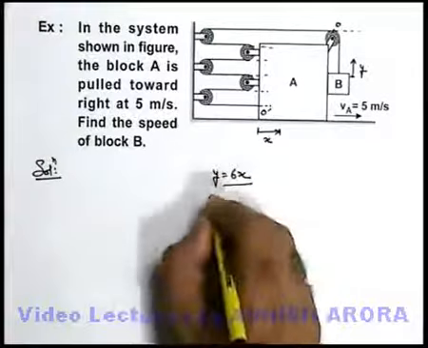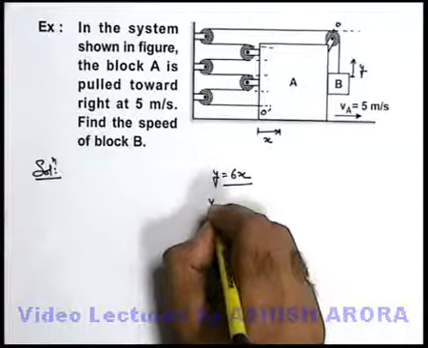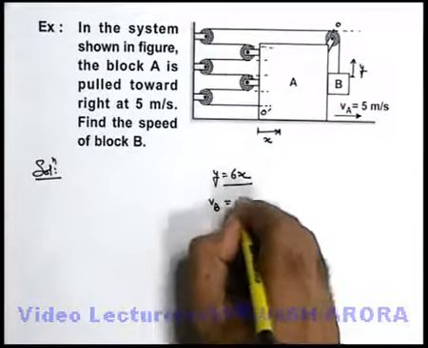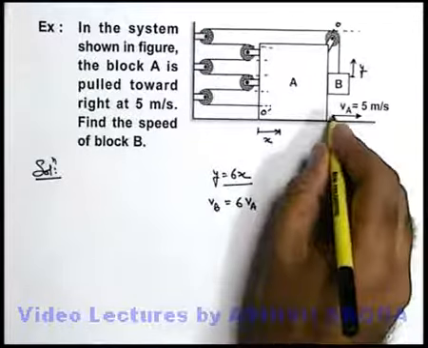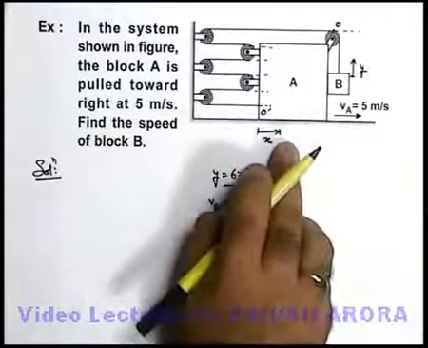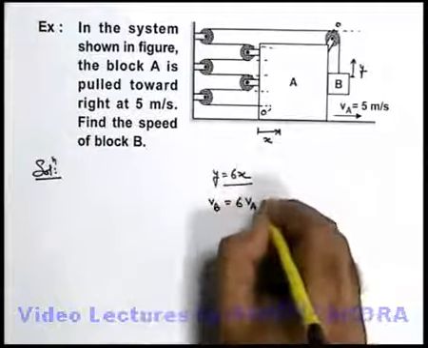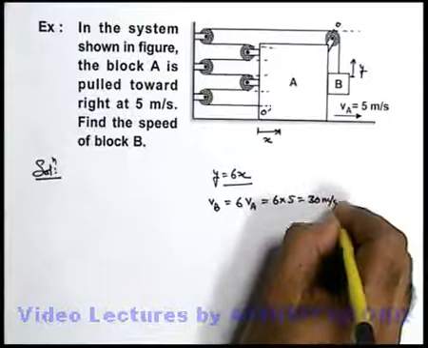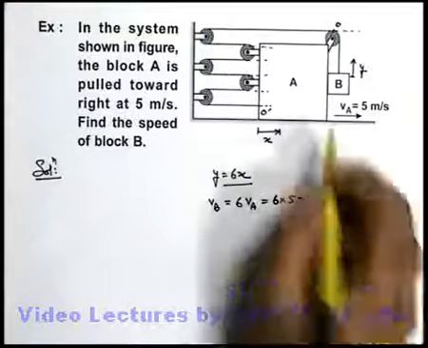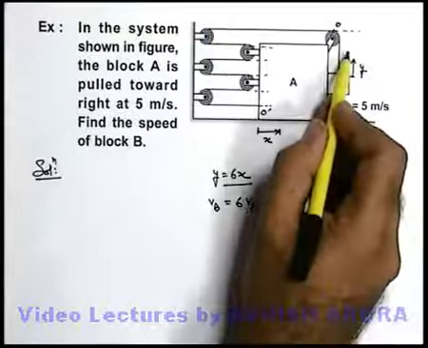Differentiating this relation, we can write that velocity of block B is equal to 6 times velocity of block A. As block A is moving toward right at 5 meters per second, that is 6 into 5, that is 30 meters per second. So this is the velocity with which block B is going in upward direction.